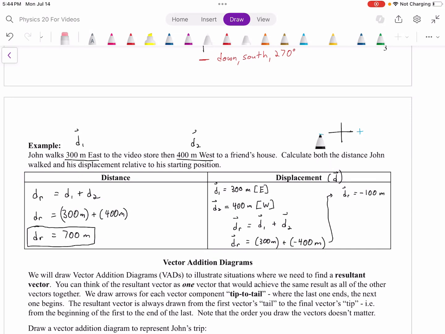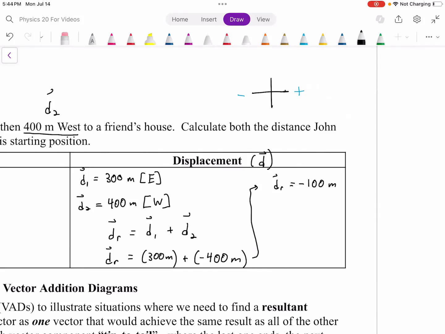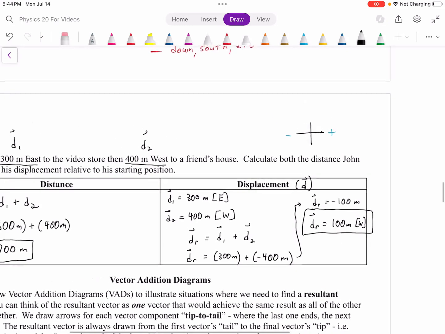Right, we said west was negative. We got a negative answer. So that means this 100-meter displacement is to the west. So his resultant displacement will be 100 meters to the west. In other words, he'll be 100 meters west of where he started.